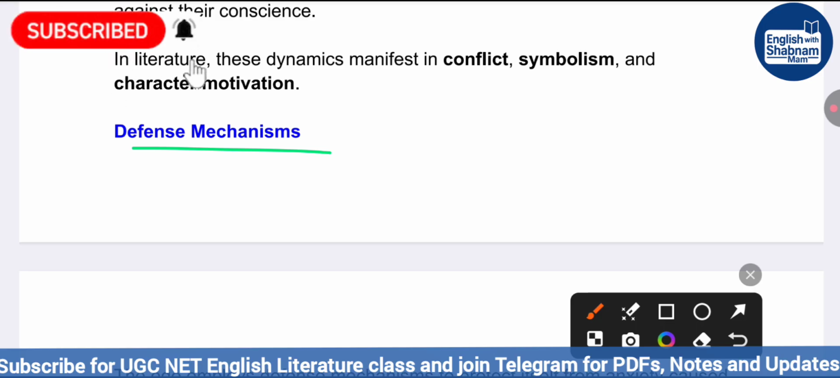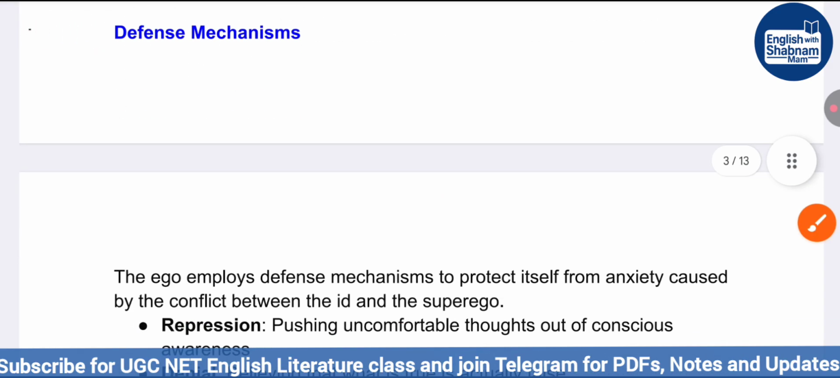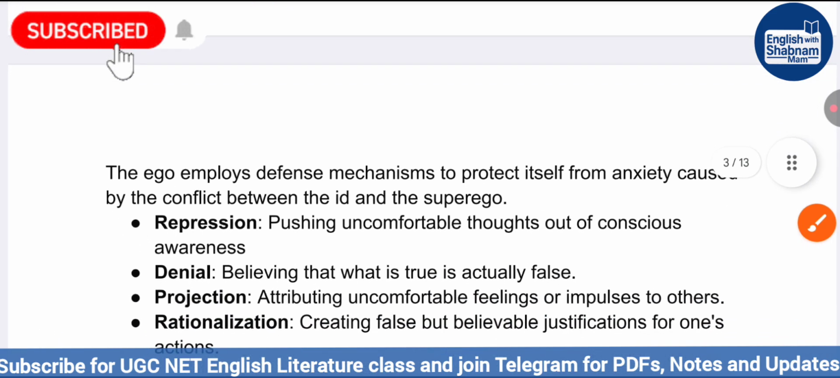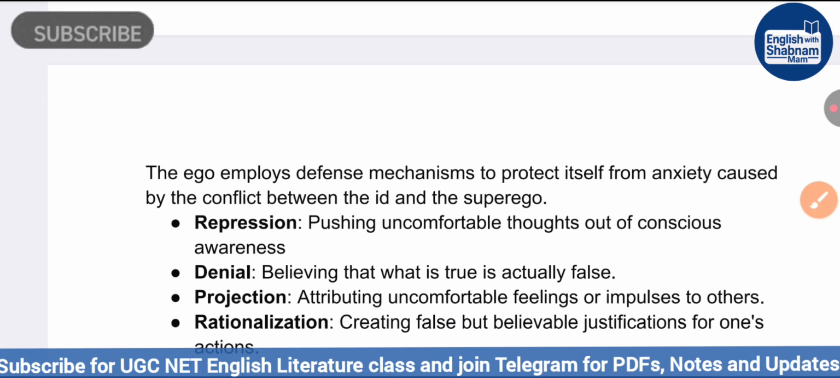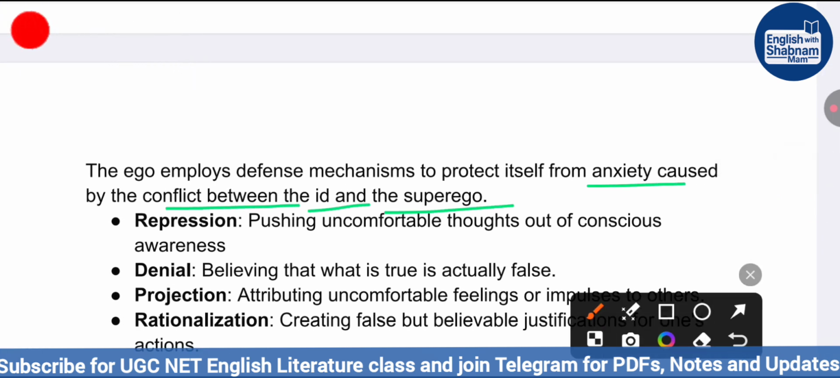Okay, like you can simply understand in social media, there are a lot of people, most of the people try to hide their real identity and change their name, change their identity. So defense mechanism in psychoanalysis works like this. Here the ego employs defense mechanisms to protect itself from anxiety caused by the conflict between the id and the superego.